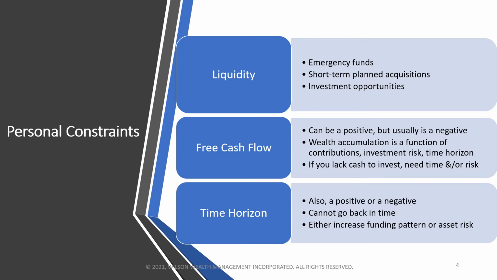Free cash flow is another constraint. We discussed cash flow and balance sheets in the financial situation portion of this look at investor profiles. Free cash flow can be a positive in the sense that you have lots of cash, so you can invest easily. But for most people, it's usually a negative. It's hard to find excess cash to invest. Now, the problem with free cash flow is that wealth accumulation is a function of your funding, your contributions, your investments. It's also a function of investment risk and time horizon. And the three are interrelated. So if you lack cash to invest, you're going to need a longer time horizon and or take on increased investment risk.